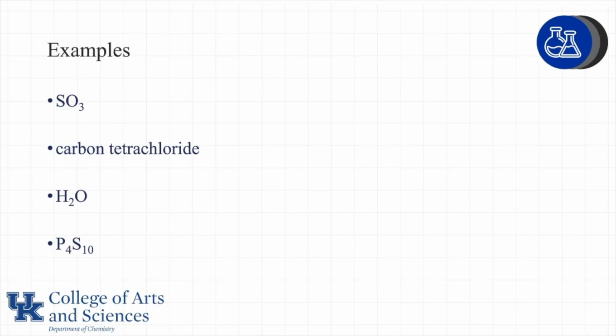Let's look at some examples. We have SO3, so sulfur and oxygen. We only have one sulfur, so we're going to omit the prefix for that. And then we have 3 oxygens. So we use the prefix tri, and we change the ending of oxygen to IDE, sulfur trioxide. With the prefixes, it also makes it very easy to go from the name to the formula. So we have carbon tetrachloride. So 1 carbon, so we put C. Chloride came from chlorine, so we use Cl, and the tetra tells us that we have 4 of those. So CCl4 is carbon tetrachloride.